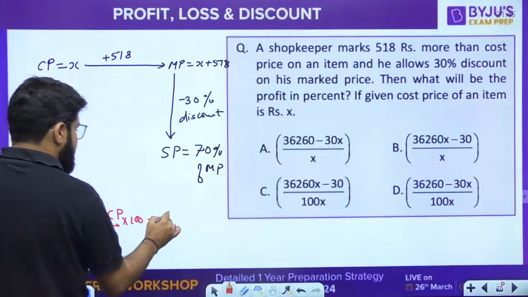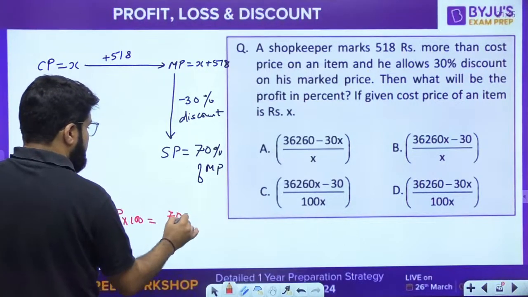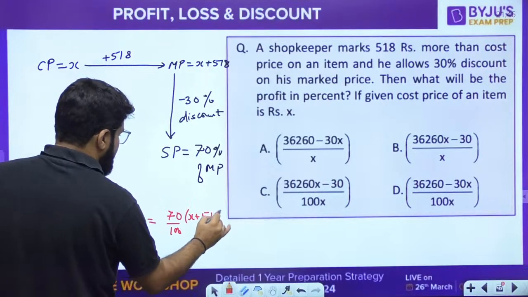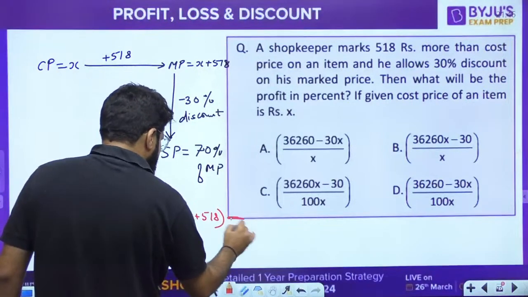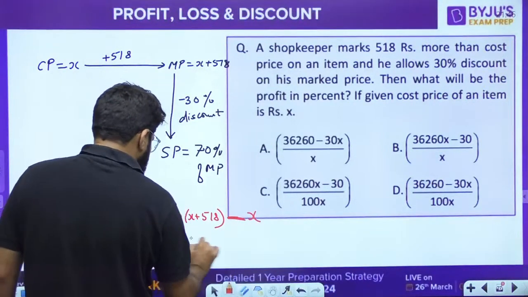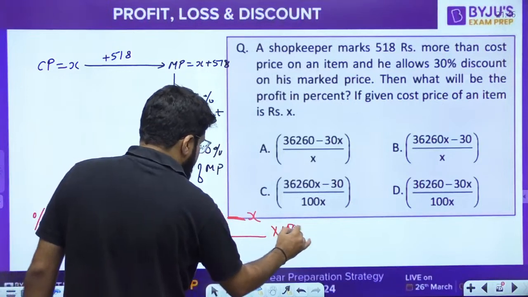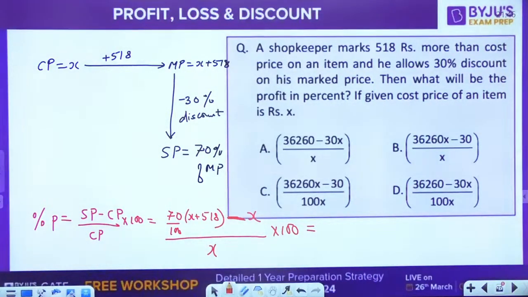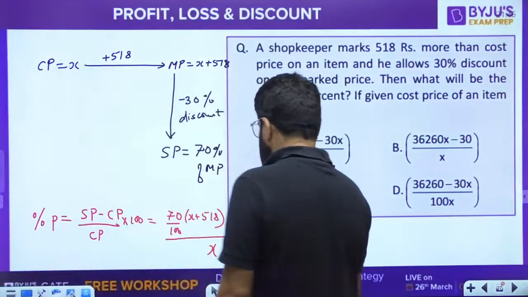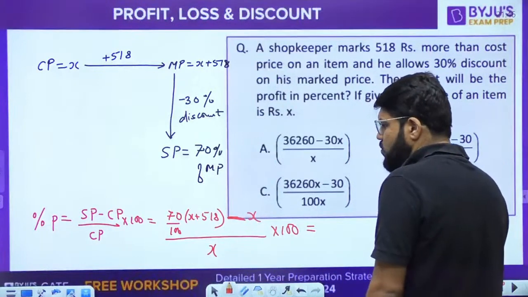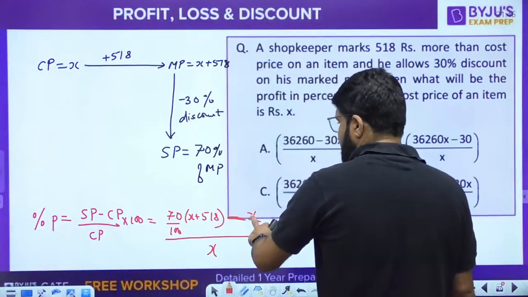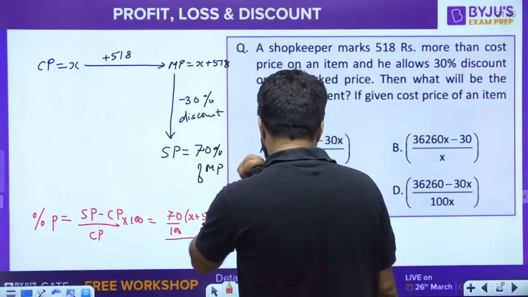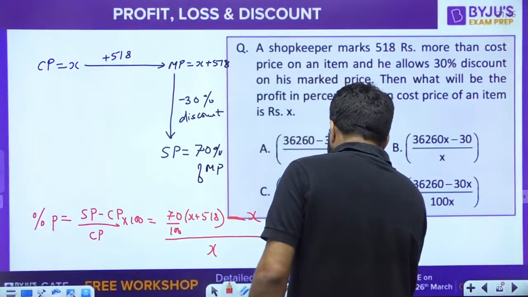What is the SP? 70%, that is 70 by 100 of the marked price, which is X plus 518. This is the selling price minus cost price upon cost price into 100. We just have to deal with this calculation. So how much will it be? One way, it is 0.7x minus x, so minus 0.3x.